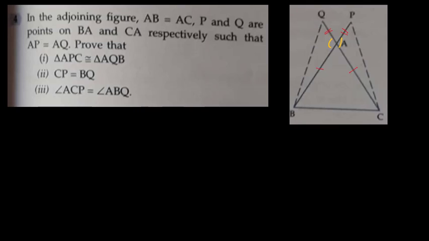Once I prove that these two triangles are congruent, their corresponding parts will be equal. So here, let us start. I will say that in triangle APC and triangle AQB, we have AC equal to AB. This is given.